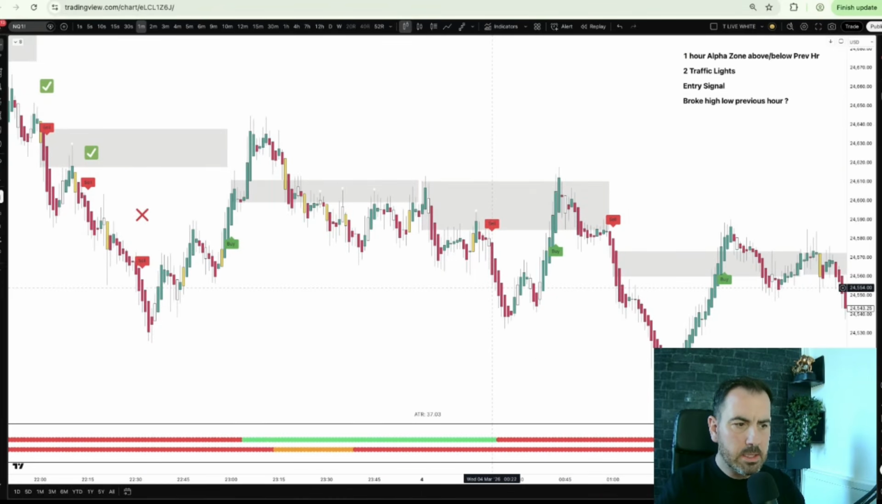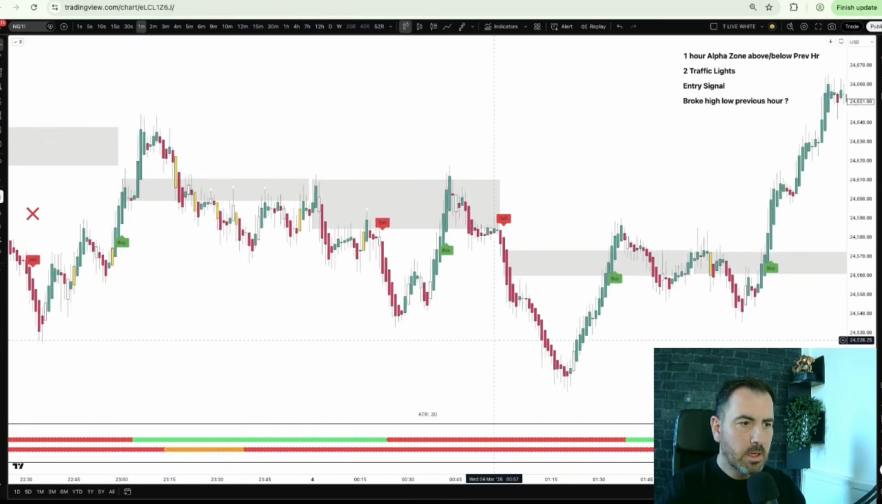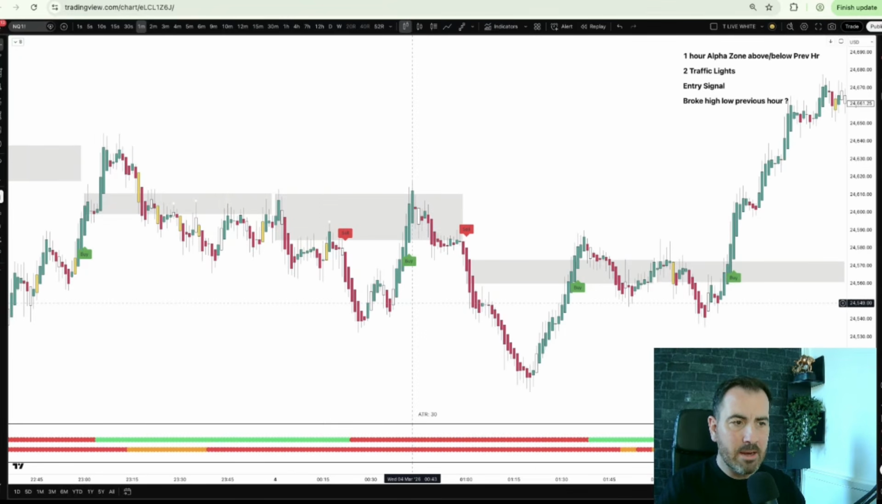We have taken the low of the previous hour, but we are sideways and our traffic lights don't align. We do not have enough of these confluences to be able to take that trade. Same reason, traffic lights don't align.